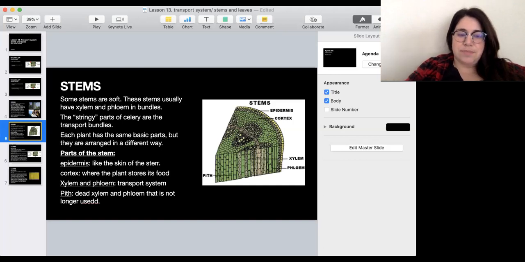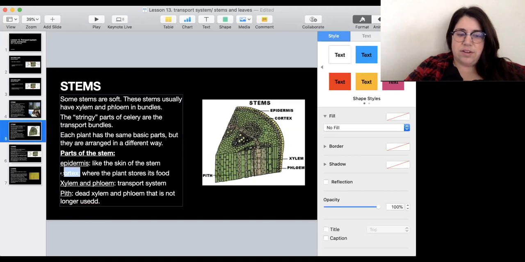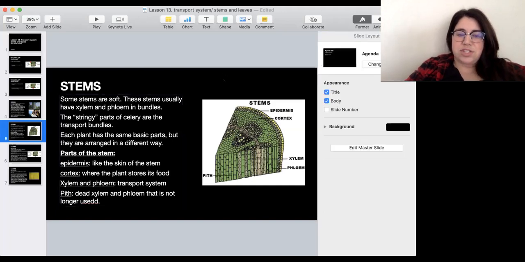So, parts of the stem. First, you have the epidermis, this outside layer here, like the skin of the stem. Then you have the cortex, okay? The cortex is where the plant stores its food. It will be over here, okay? Then you have the transport system, xylem and phloem, over here and over here, okay? And then you have the pith, which would be here, okay? The pith is dead xylem and phloem that is no longer used. So the plant keeps growing to the outside, and the dead xylem and phloem, which is called pith, stays on the inside.